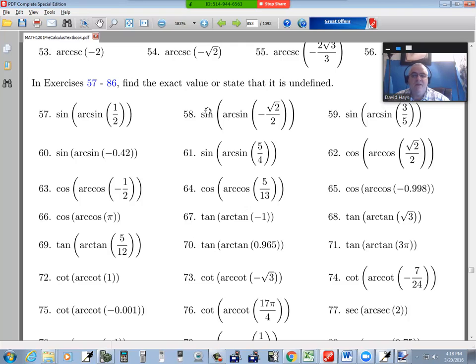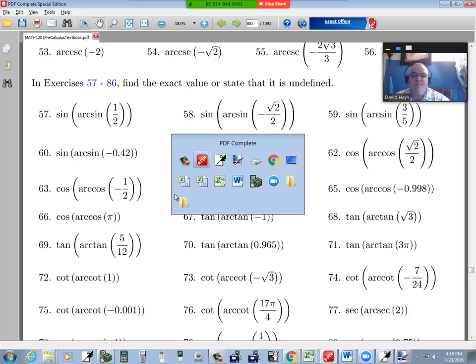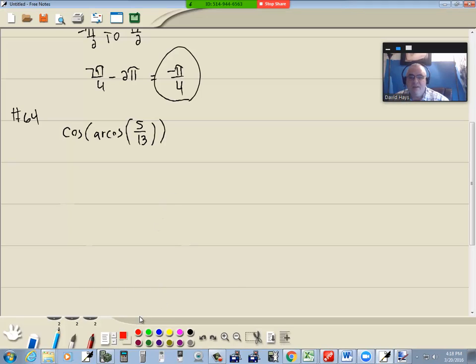Okay. Find the exact value, state if that's undefined. Assuming that whatever value you have in here is valid for this outer function, which it is, cosine bounces back and forth between -1 and 1, so 5/13 is valid. Then assuming that's true, these two will cancel each other away. So that gives us 5/13. And that's our answer.